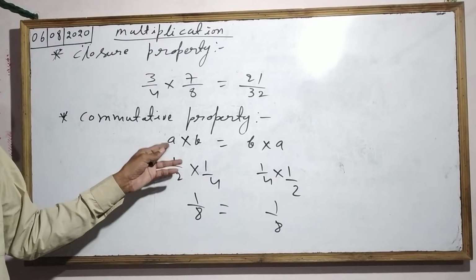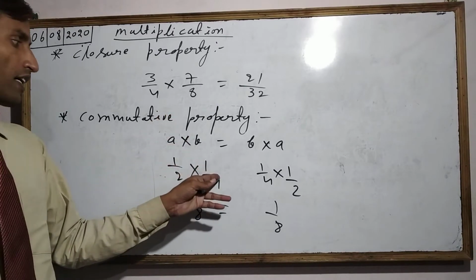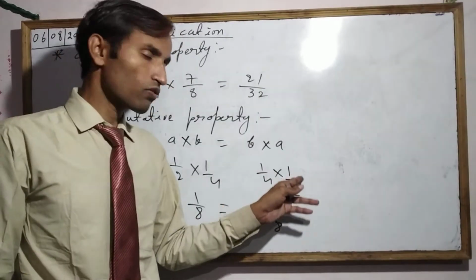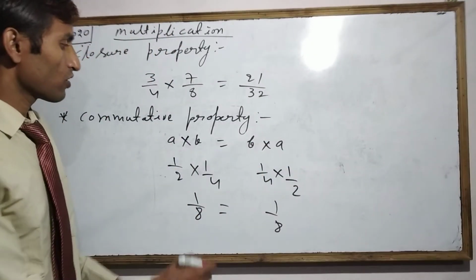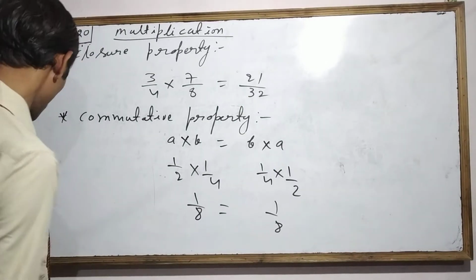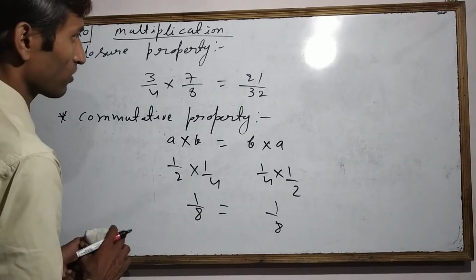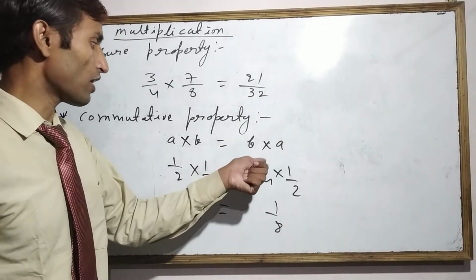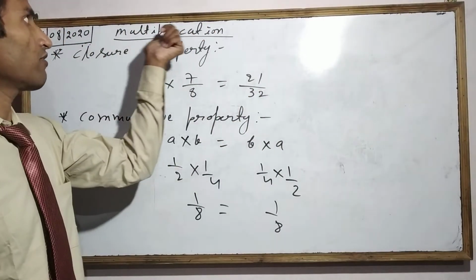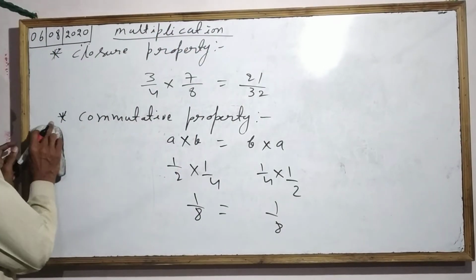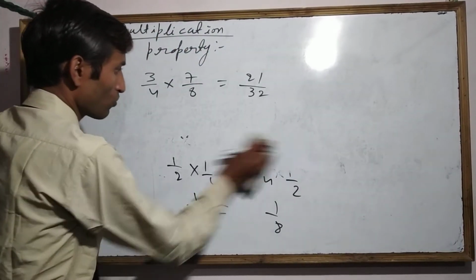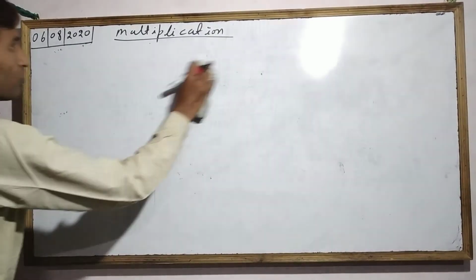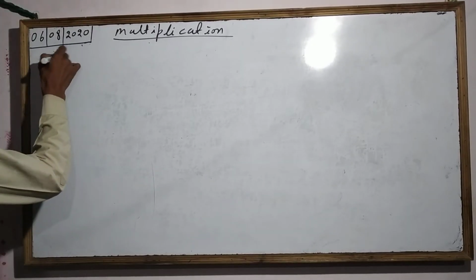If I multiply 1 upon 2 written first and then 1 upon 4, and in this one 1 upon 4 written first and then 1 upon 2, the product is the same, so we can say it follows the commutative property for multiplication. Previously I explained it by mistake with plus, but we have to do multiplication because I am explaining for multiplication only. Okay. Next one, associative property.